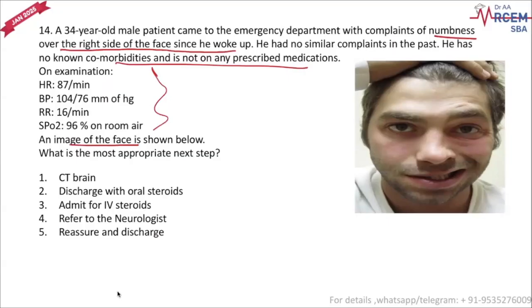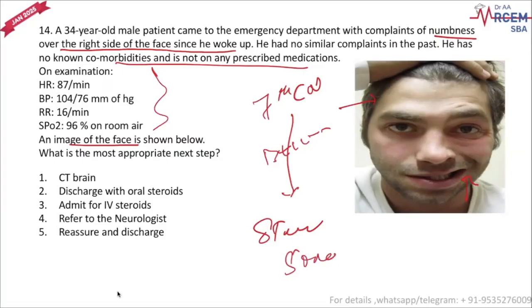Here you can see on one side the wrinkling of the face is completely lost, and facial deviation is present on the normal side. This is suggestive of Bell's palsy. Okay, Bell's palsy, that is seventh cranial nerve palsy, is present. How do you treat it? Give it steroids. Usually 50 mg, what you will prescribe, for 7 days BD.